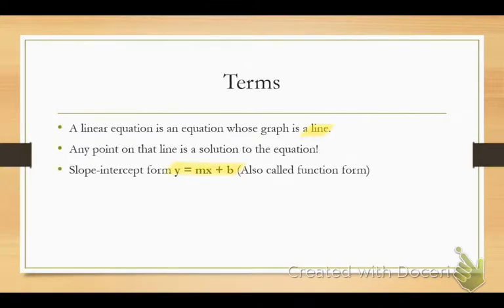Slope-intercept form, y equals mx plus b, is really the foundation for this entire chapter. We're going to use this formula so much and look at all the different ways that we can manipulate the formula and use it to solve and graph. All right, and the other term for this is called function form. So basically it means the same thing. If I say function form, I mean y equals mx plus b.